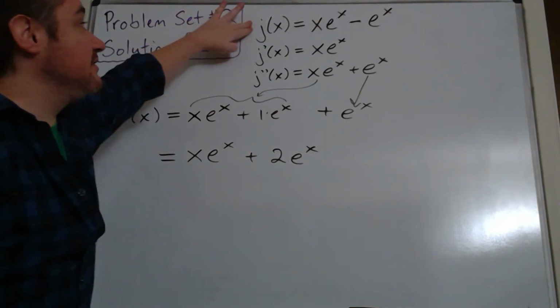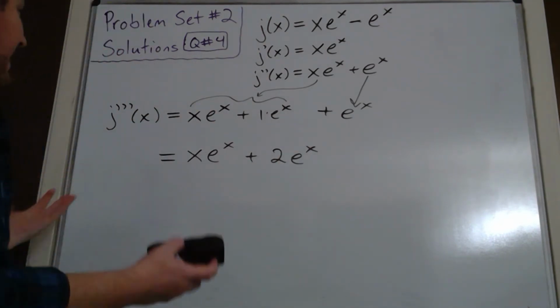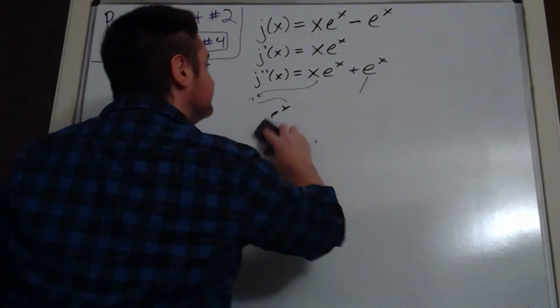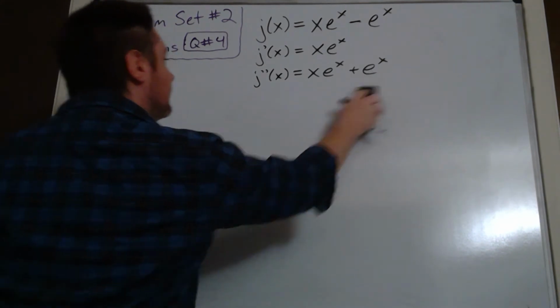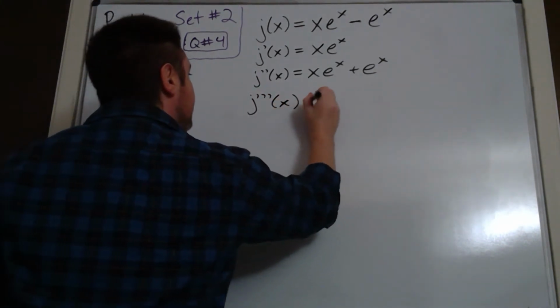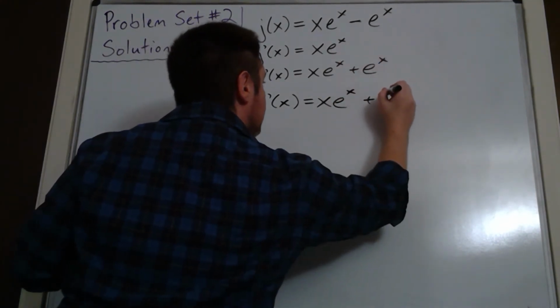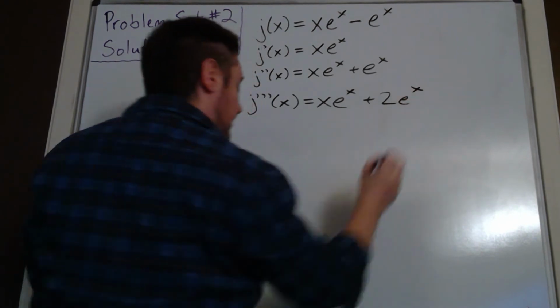All right, so if you're keeping track of what's happening with all these subsequent derivatives, you're seeing what's happening to the answer right there. So j triple prime is x e to the x plus 2 copies of e to the x.